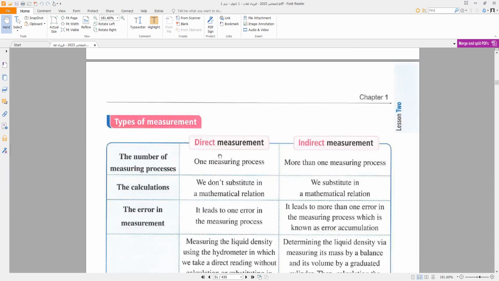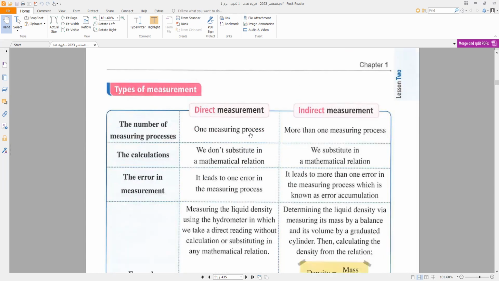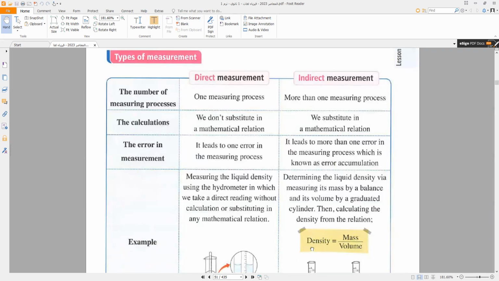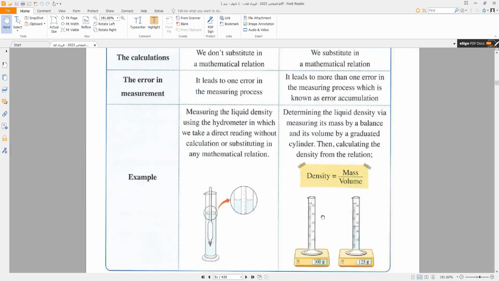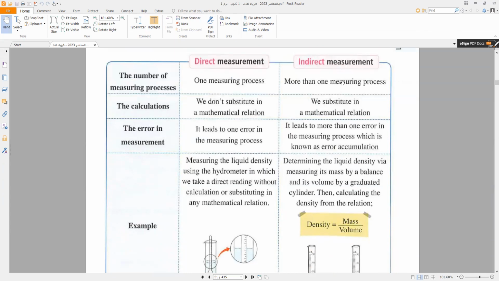Types of measurement. We have two types of measurement: direct measurement and indirect measurement. If you want to measure the density of a liquid, you must calculate the mass and then the volume, then use your calculator to divide mass over volume to get your density. So we have many steps or measurement processes, and the error may occur more than one time: in mass, in volume, and in calculating the density.